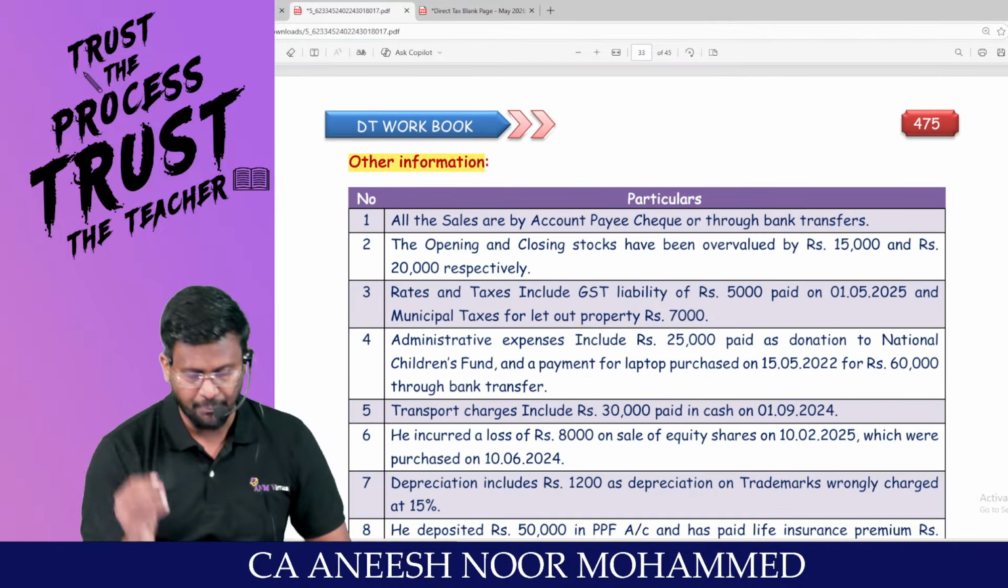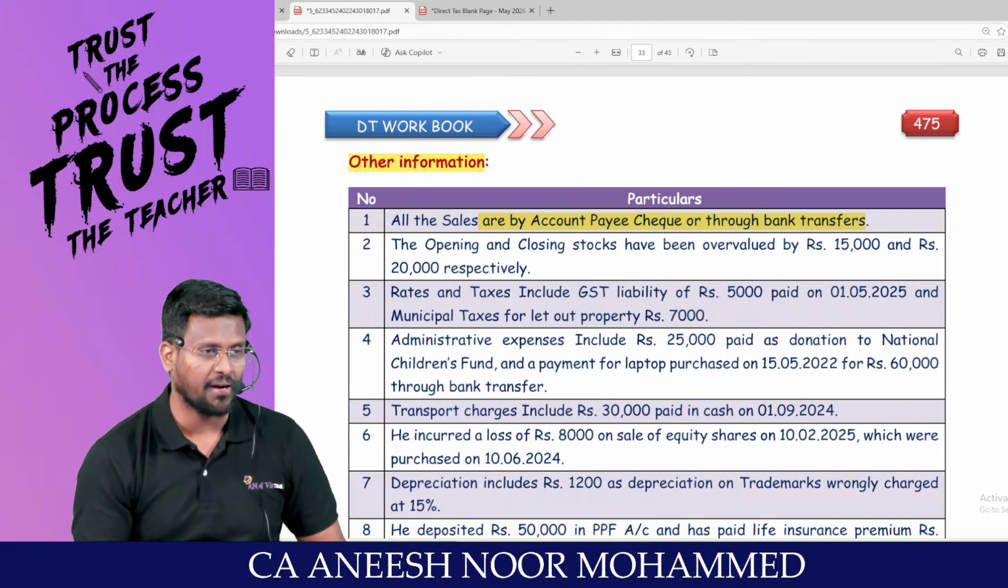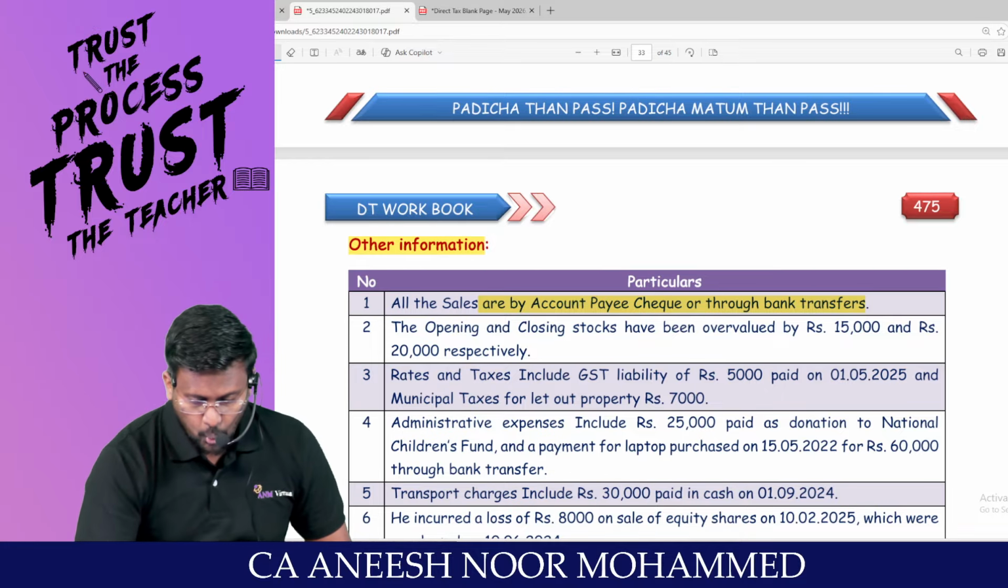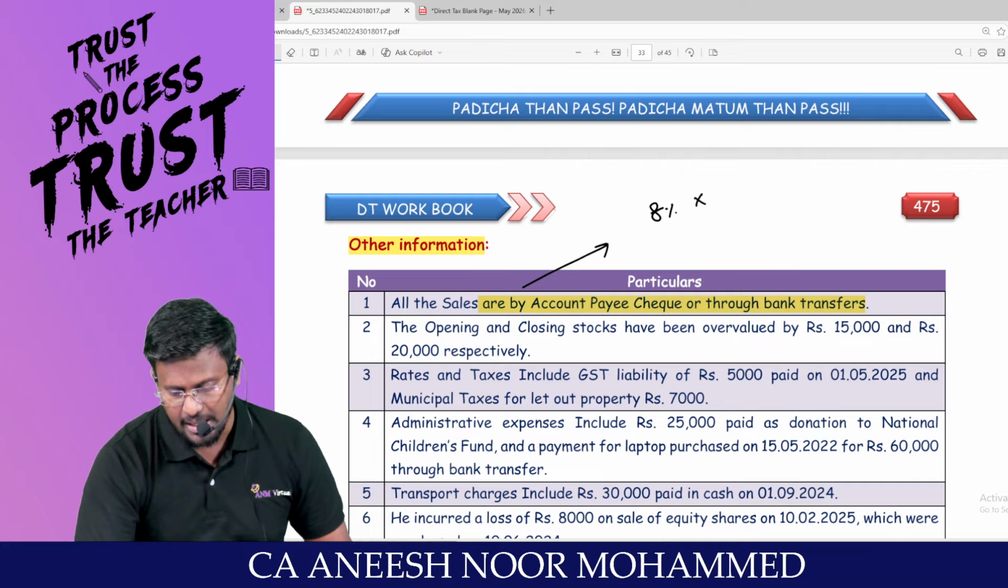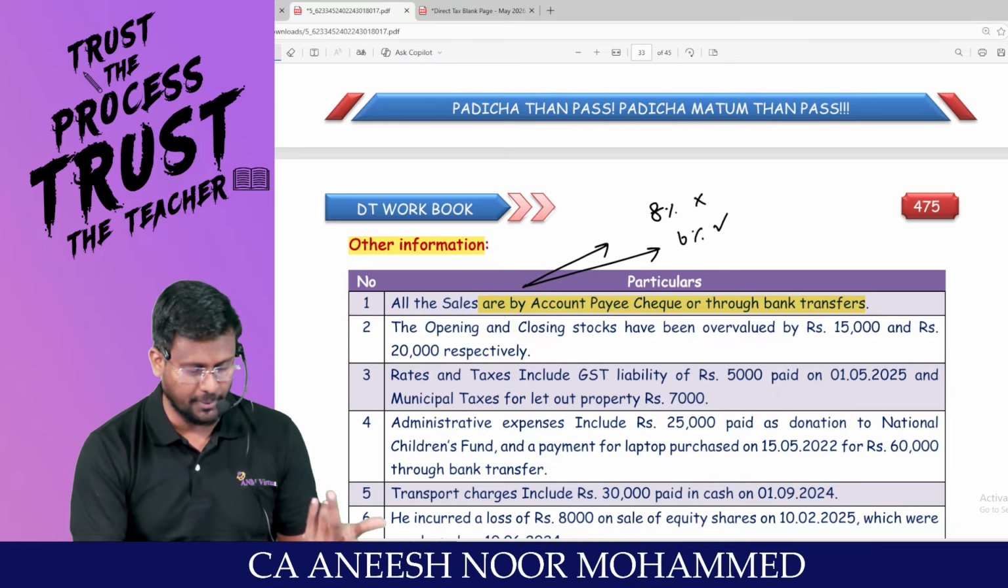Other information. All the sales are by account payee cheque or through bank transfer. That means when you are calculating the presumptive taxation, the higher rate of 8% will not be applicable. The lower rate of 6% will be applicable. That highlight they are giving.